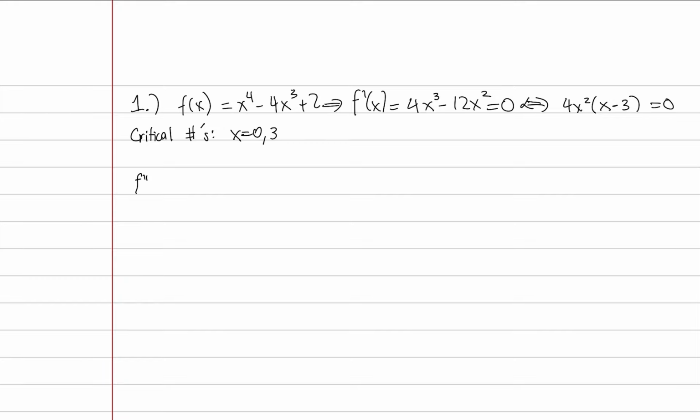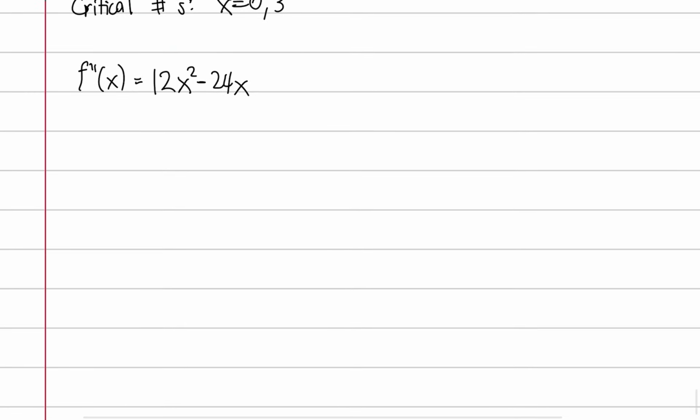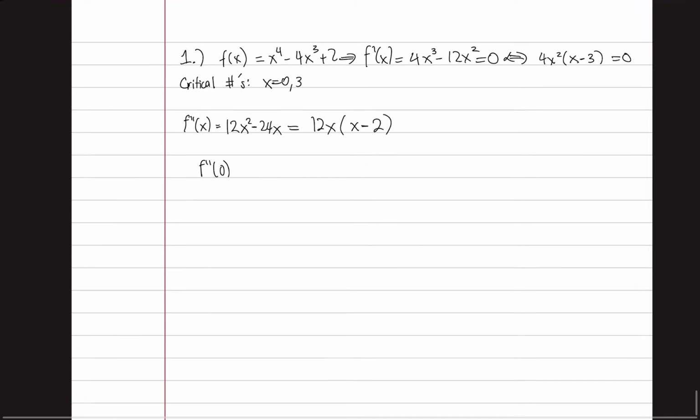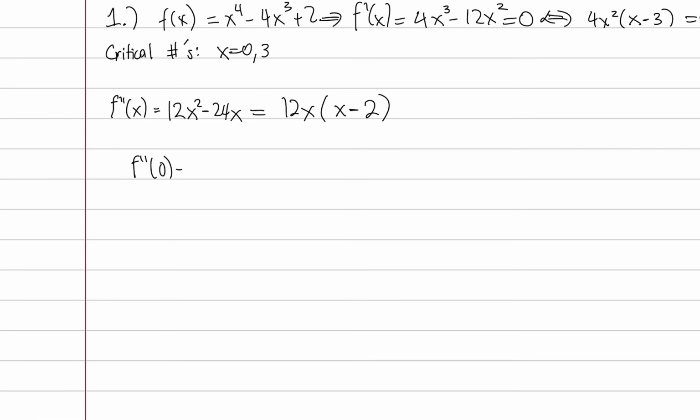So notice f prime prime of x is equal to, what is it equal to? 12x squared minus 24x. All right. And if you want to factor it, I think it makes it a bit nicer to work with: 12x times (x minus 2). You should notice that if we want to figure out the sign, f prime prime of 0 is 0, okay? And f prime prime of 3, if you want to verify, is positive.